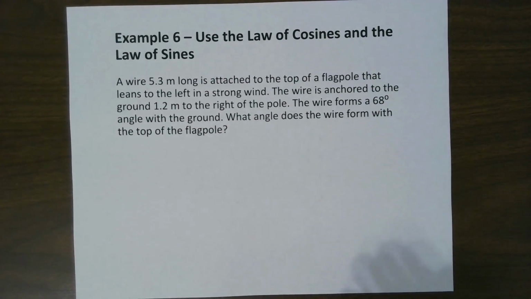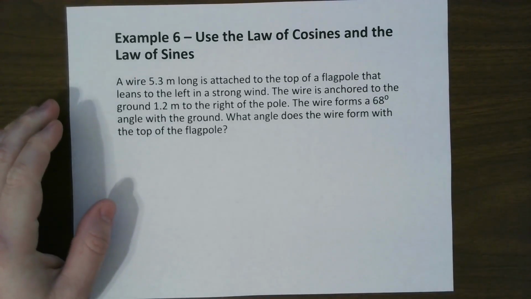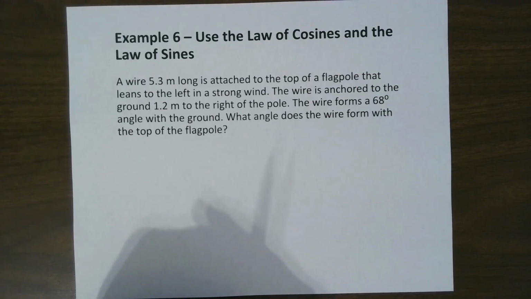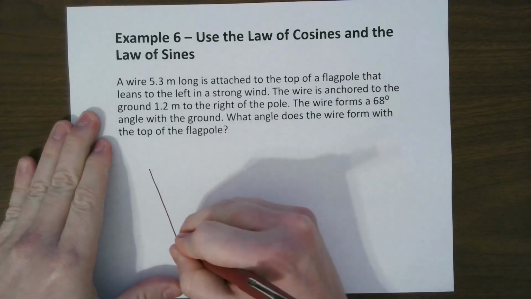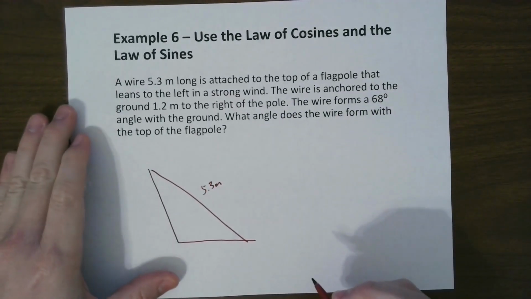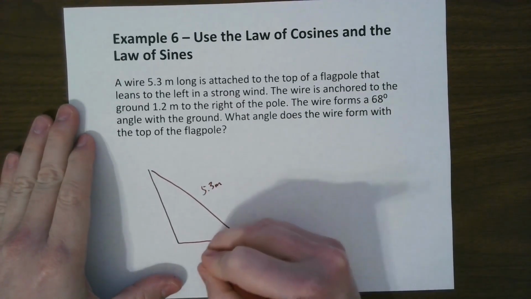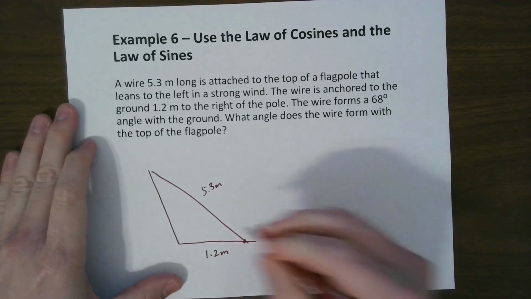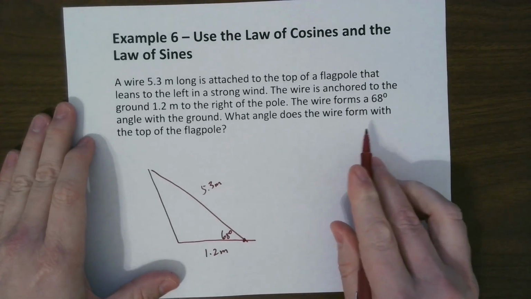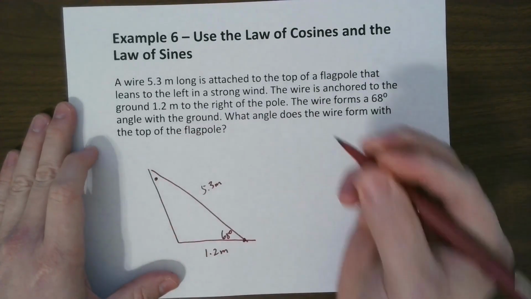Okay, here's our final example for law of sines and cosines. Basically, it says a wire that's 5.3 meters long is the top of a flagpole that leans to the left in a strong wind. So we got a flagpole that leans, I'm exaggerating. We have a wire that is 5.3 meters. And it says the wire is anchored to the ground at 1.2 meters from there, and it forms a 68 degrees with the ground. So the question is, what angle does the wire form with the top of the flagpole? So this is the angle we're trying to find.